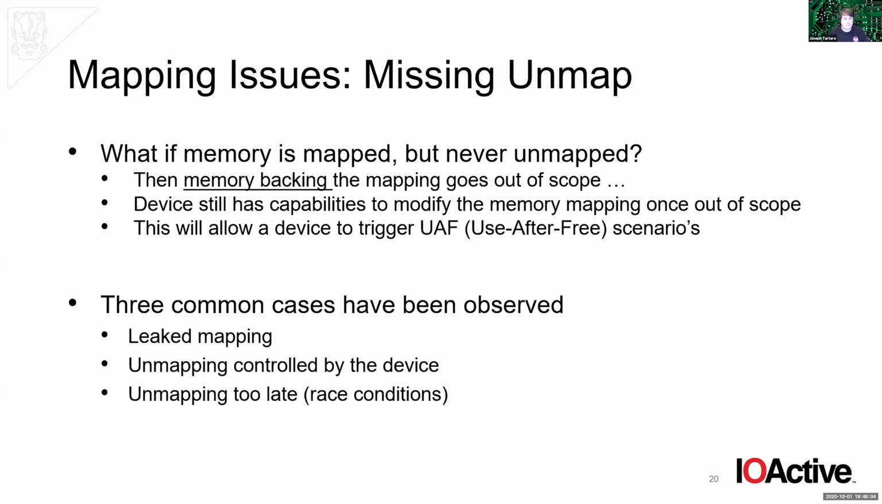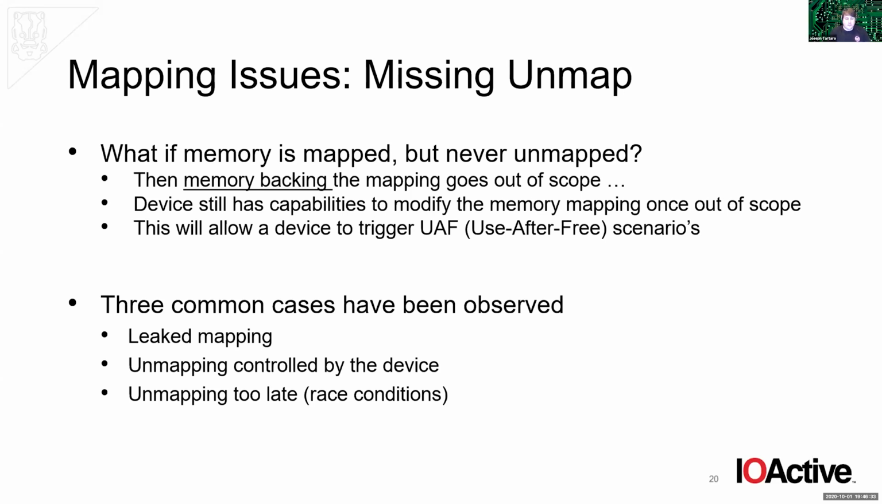So diving into mapping issues, what happens if you have a missing unmap? This is where you have an allocation, you map it, and then eventually that memory in the allocation goes out of scope, but the mapping still exists. So in those situations, the device still potentially has read-write to those physical pages, but from the driver's perspective, it's done. And that's where you'll run into a bunch of use after free scenarios.